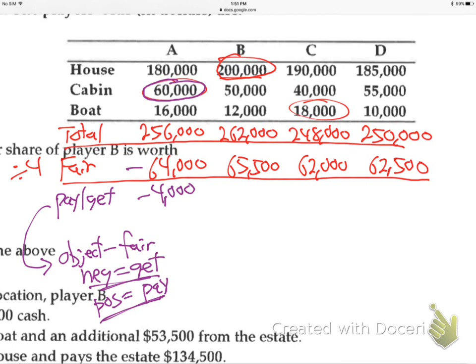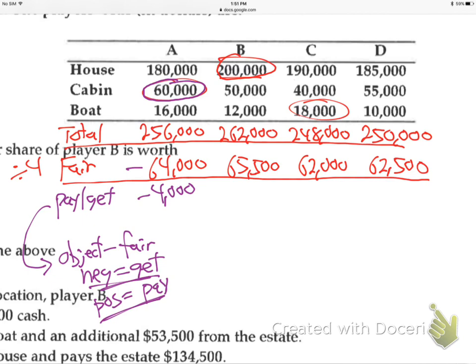Because person A, a fair share to them is $64,000, right? Because they added up everything. They thought all the stuff together was worth $256,000. Divide that by 4 people. Therefore, person A thinks as long as he gets $64,000 worth of stuff, he's been given a fair share. Well, you give him the cabin, that's $60,000. So he still has 4,000 more coming to get a fair share. That's what the negative 4,000 means. He's going to get the cabin, which he believes is worth 60, and he's going to get $4,000 out of the estate. Then he'll be thinking he got a fair deal, right? Give him the cabin and 4,000. He'll go, yeah, that's $64,000 worth of stuff. That's a fair share in my mind.